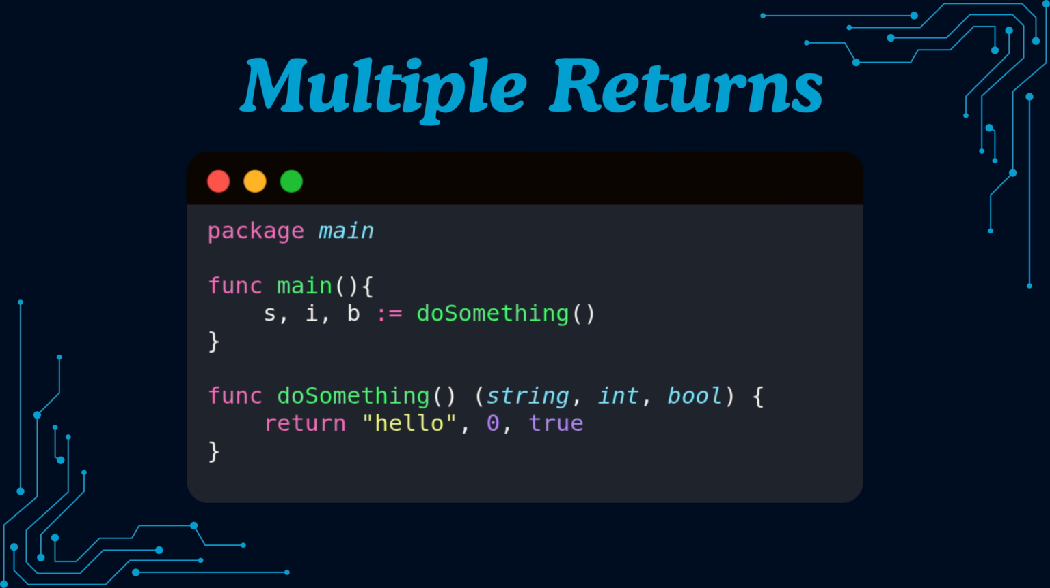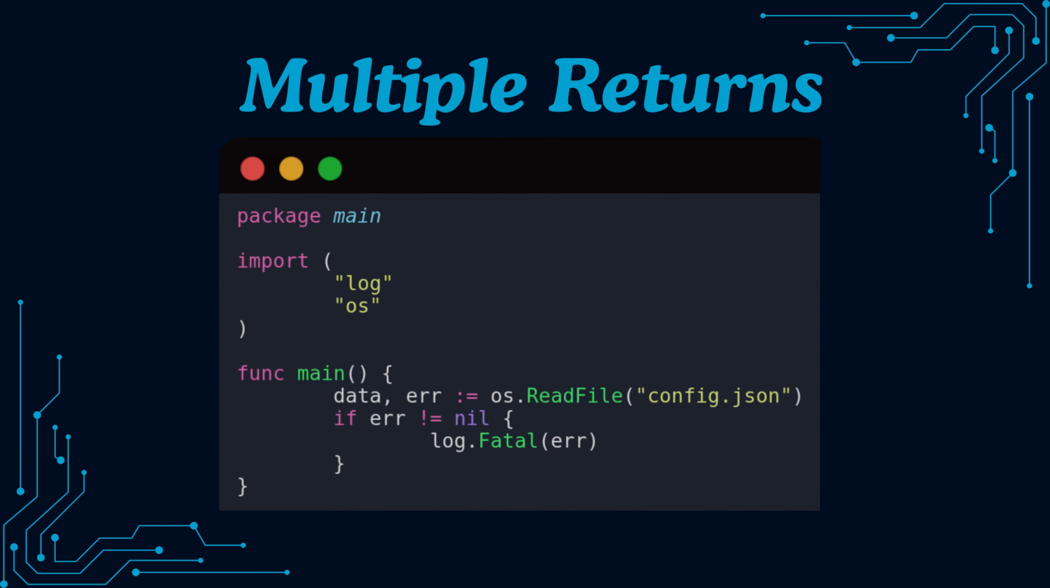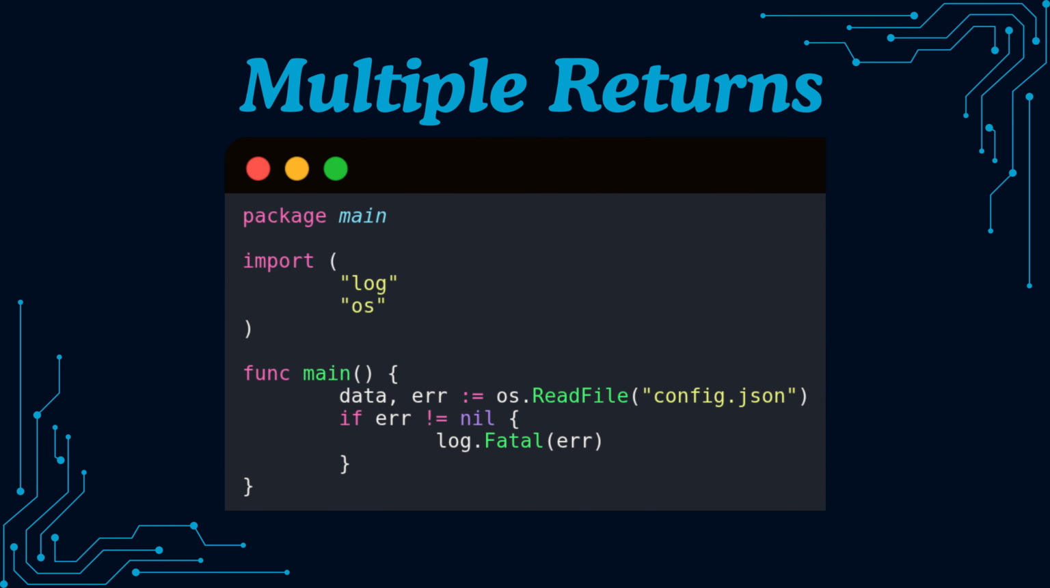If we are only interested in 1 or 2 of the values, we can use underscores to ignore the values we don't want. In this case, we are only interested in the boolean value, so the string and integer values get assigned to an underscore and are ignored. In this example, we're using the read file function from the OS package.